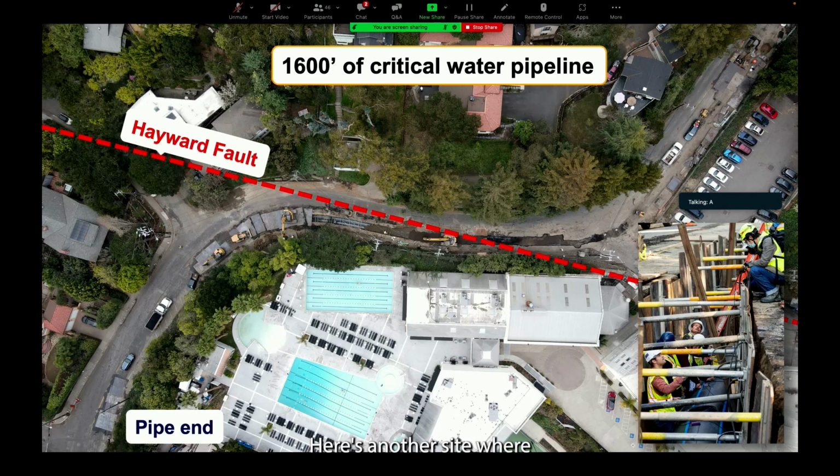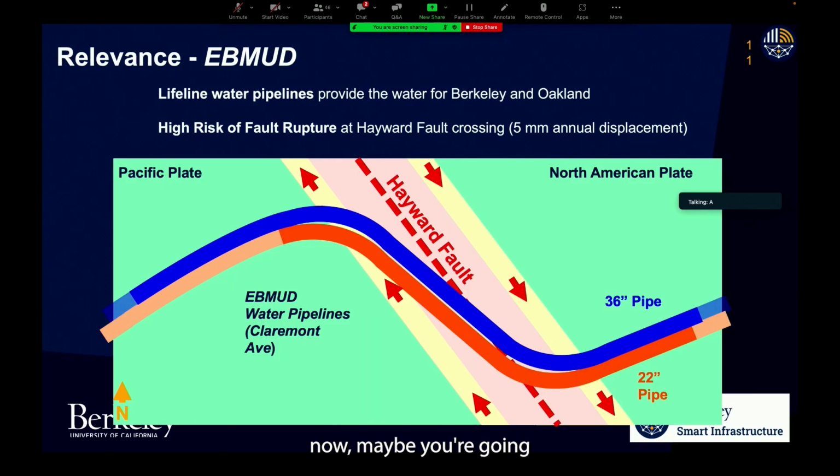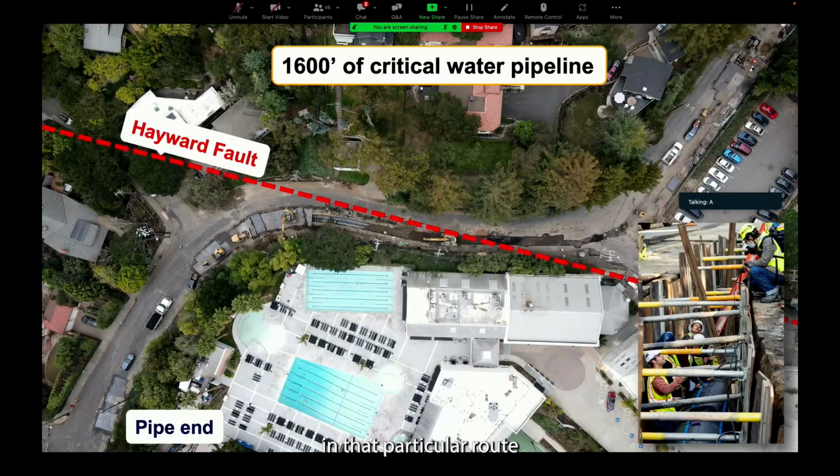Here's another site. If you live in the Berkeley area, you know the Claremont Hotel. I'm not sure if you stayed, but it's very expensive. They have a pool next to it, and there's Claremont Avenue. For those looking at LBNL, maybe you're going by that particular route. East Bay MUD just replaced the pipeline over there, crossing the Hayward Fault. If you're drinking water in Berkeley, that's where the pipe is going through. Water is going through these pipes.